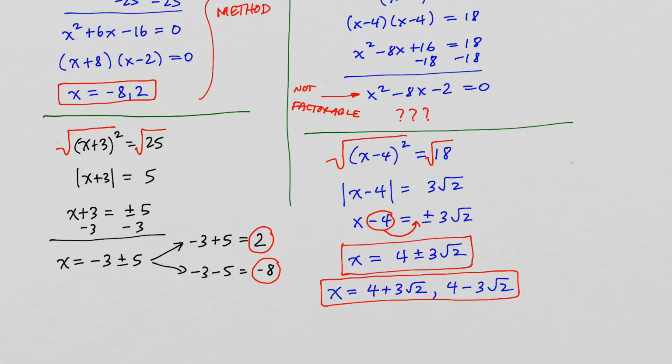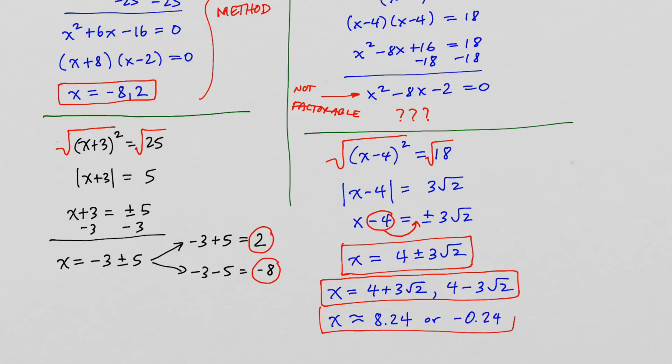And finally, what you can also do is plug these into a calculator. On a calculator, if we do 4 plus 3 times the square root of 2, this gives us a decimal that is approximately equal to, rounded to 2 decimal places, 8.24. Or the other answer, if we do 4 minus 3 radical 3 over 2, we get negative 0.24.